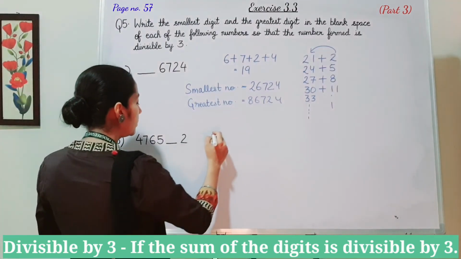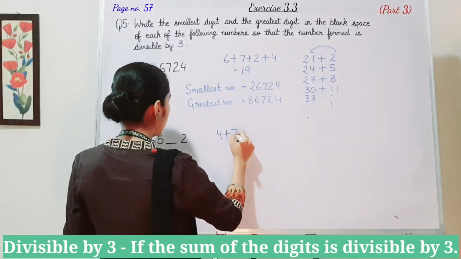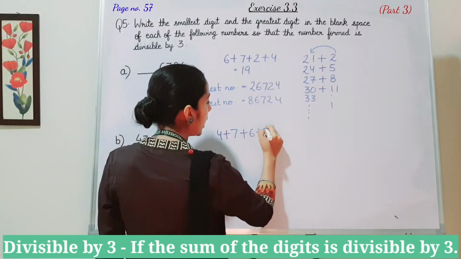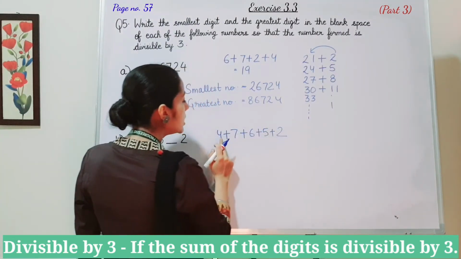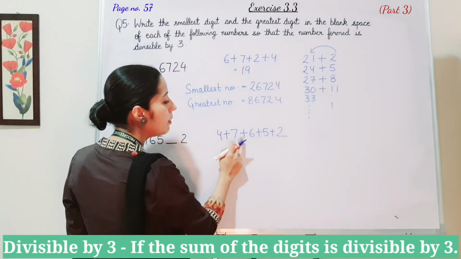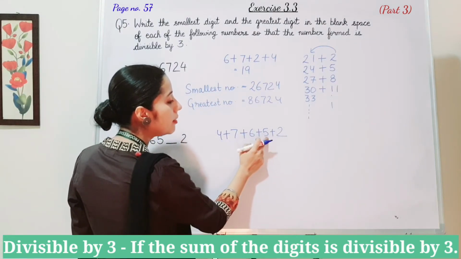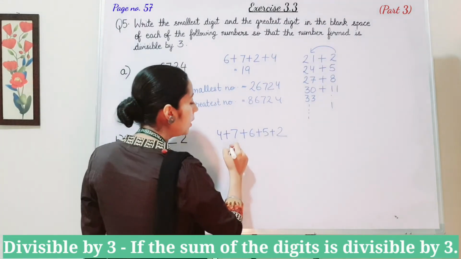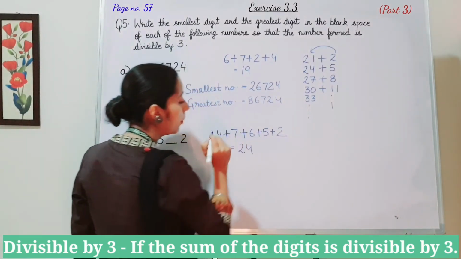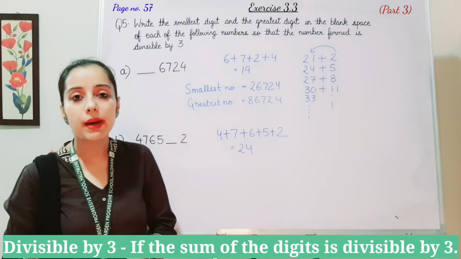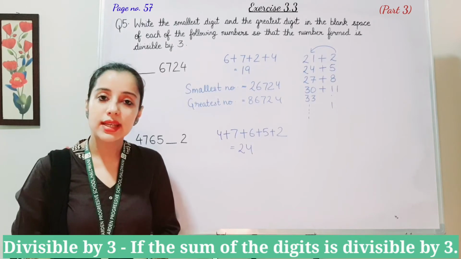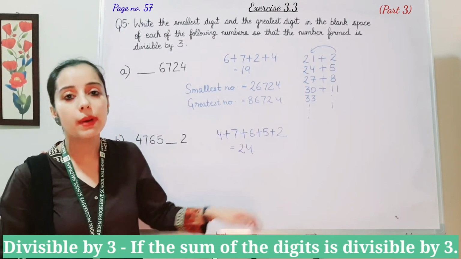So the sum will be 4 plus 7 plus 6 plus 5 plus 2. 7 plus 4, 11. 11 plus 6, 17. 17 plus 5, 22. 22 plus 2, 24. So is 24 divisible by 3? Yes. 3 8s are 24. It is divisible by 3.